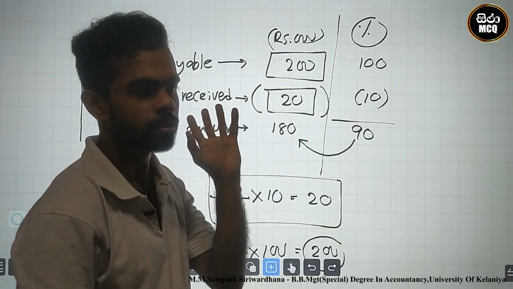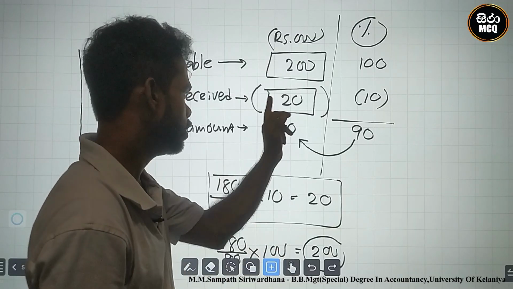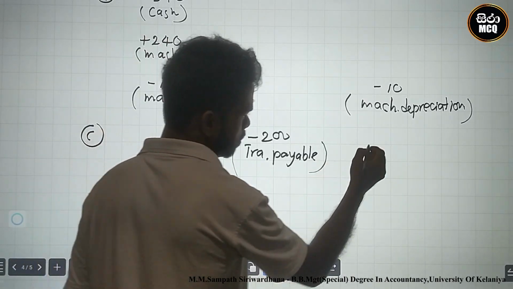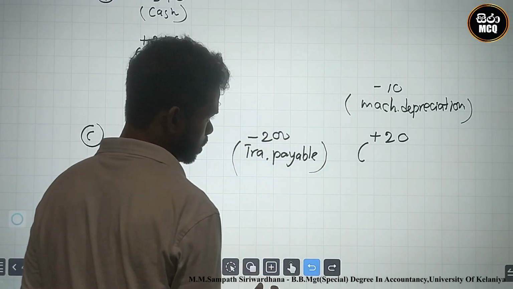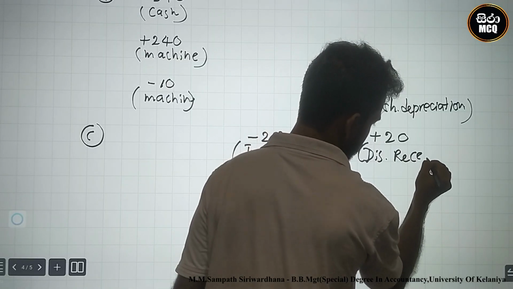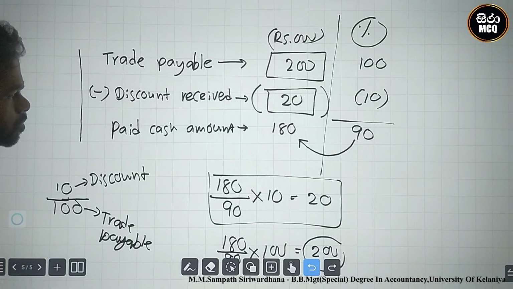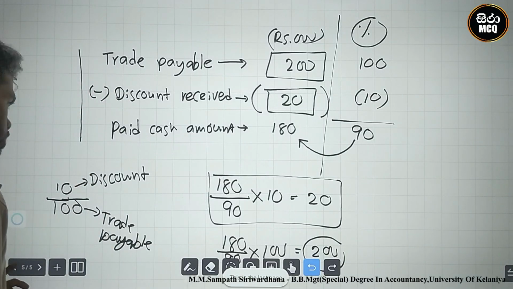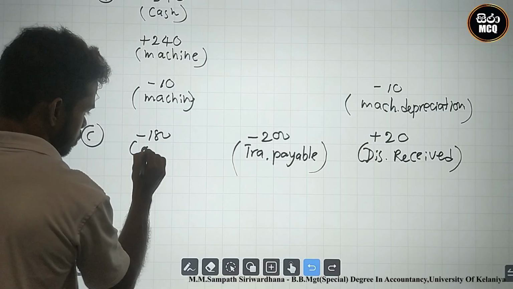Discount received means happy. Discount received means an increase of equity. There is income, so 20 must be added to equity, discount received. The easy one is the cash payment. The paid cash amount 180 must be deducted from the cash asset. 180 cash.